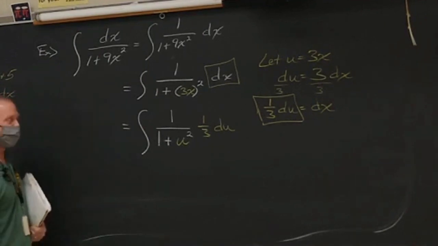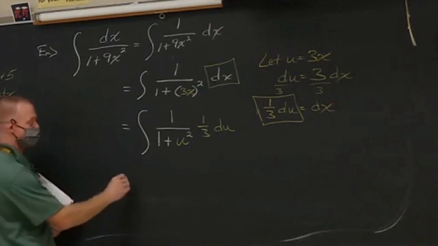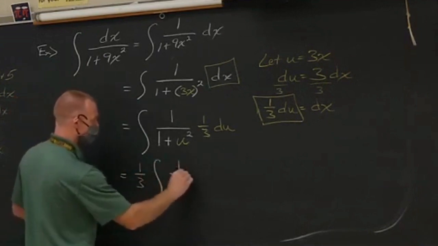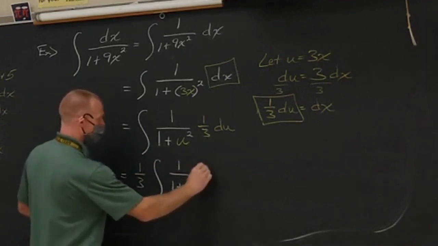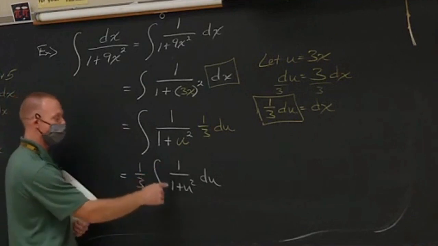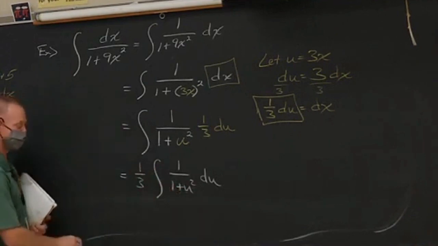Now, this is usually the spot where kids are at different places. Some are ready for the final answer. Some, it would help if they would see me write this. So I'm going to write it. 1/3 is just a coefficient. It's important, but it's not really part of the antiderivative. In other words, 1 over 1 plus u squared. Now that is the function I need to do the antiderivative of.